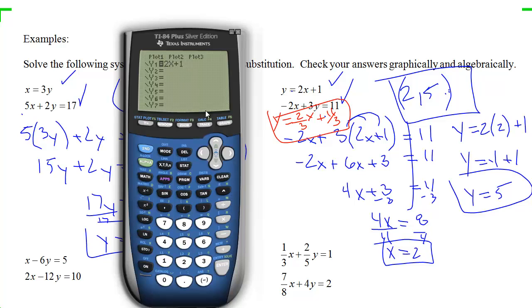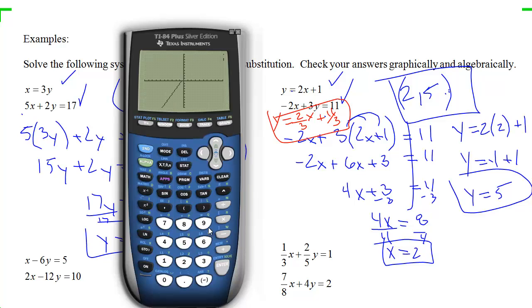And then this one will clear out. Again, if you want to do fractions, alpha y equals is a great way of putting in stacked fractions. 2 thirds x plus alpha y equals 11 thirds.